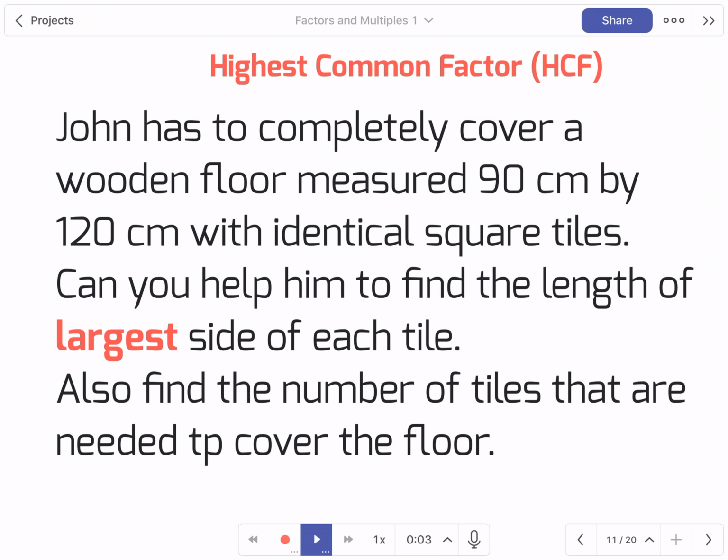So far we have learned what factors are, what prime numbers and composite numbers are, and how to do prime factorization. Here is a problem that requires all your knowledge. John has to completely cover a wooden floor measuring 90 centimeters by 120 centimeters with identical square tiles. Can you help him find the length of the largest side of each tile? Also find the number of tiles that are needed to cover the floor.